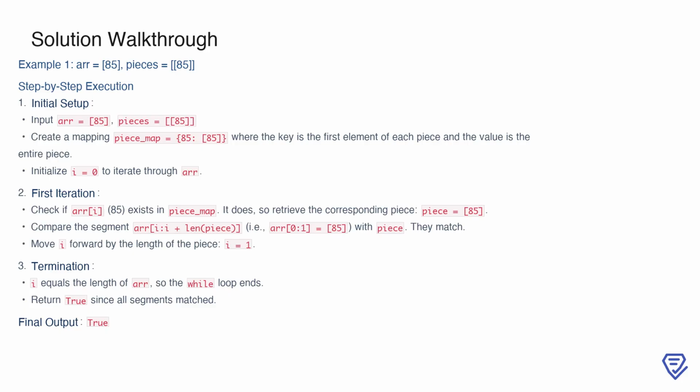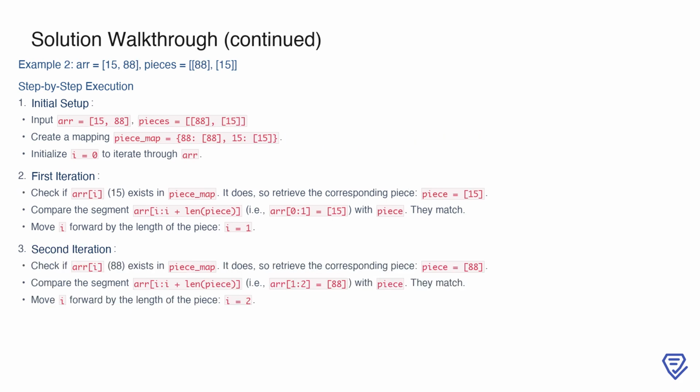Now, in the first iteration, we check if the current element of ARR, which is ARR[I] equals 85, exists in piece_map. Since it does, we retrieve the piece associated with it, which is [85]. Next, we compare the segment of ARR starting at I and spanning the length of the piece with the piece itself. Here, the segment is ARR[0:1] equals [85], and it matches the piece [85]. Since they match, we move I forward by the length of the piece, updating I to 1. Finally, as I now equals the length of ARR, the iteration ends, and we return true because all segments matched successfully.